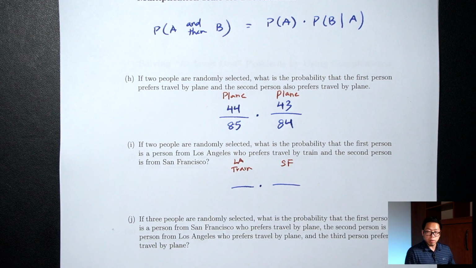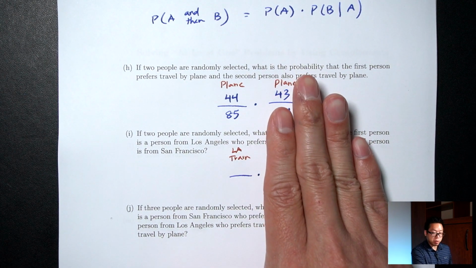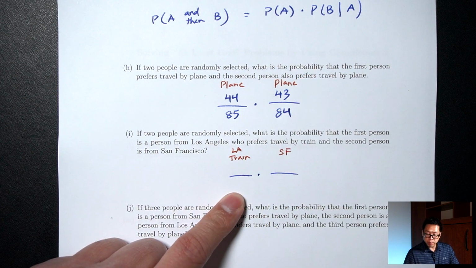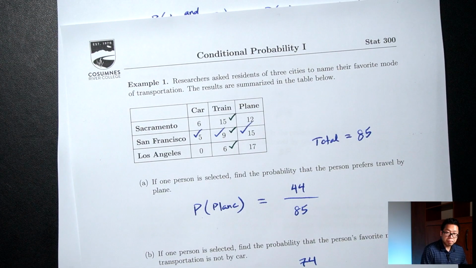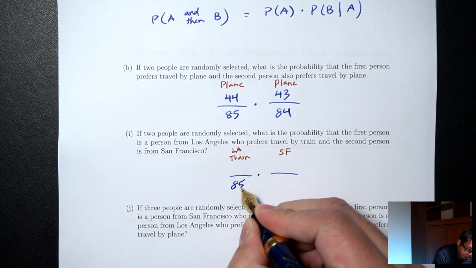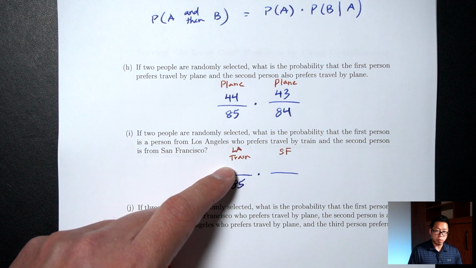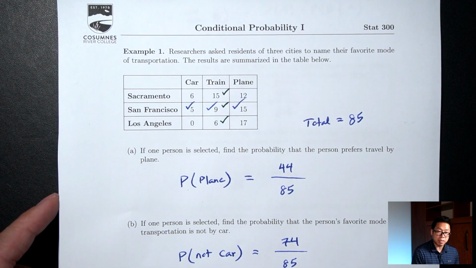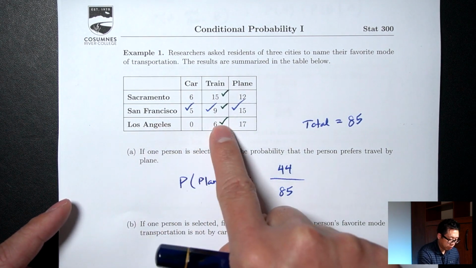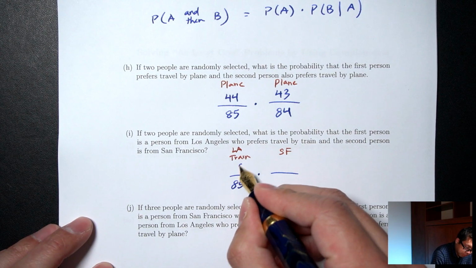Okay, we'll find the two fractions separately. First fraction, what's the probability of getting a person who is LA train? The bottom is going to be everybody, which is 85. The top, how many people are LA train? So how many people are from LA and at the same time like train? LA train, 6.